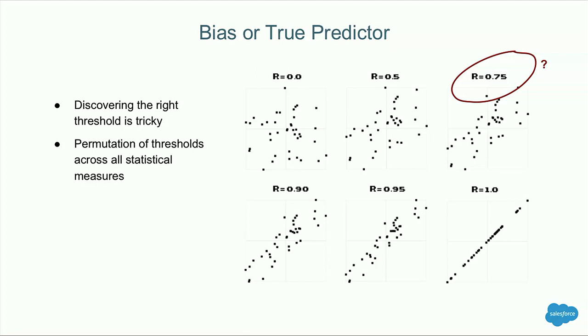Throughout all these measures or statistical tests that we are running, there are some thresholds that we have to really decide on. So in Pearson correlation, there is this threshold called R. And one of the trickiest things that we had to figure out was, what is the right threshold beyond which a feature is biased versus actually being a true predictor? Is it 0.75? Is it 0.90? And that's just one measure and one threshold.